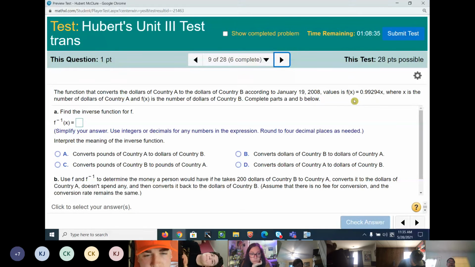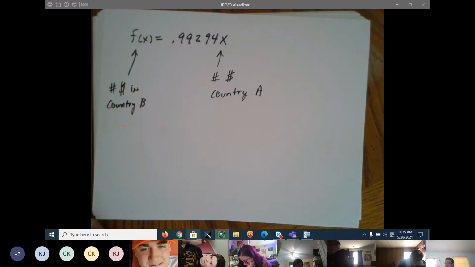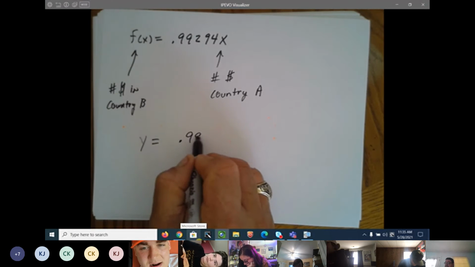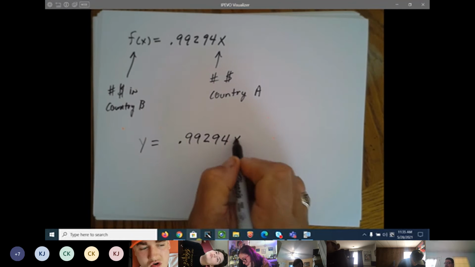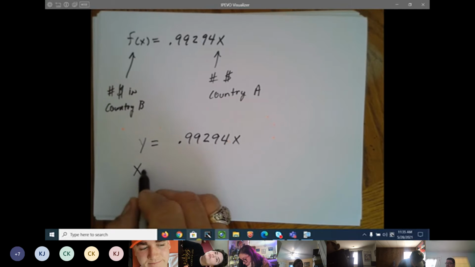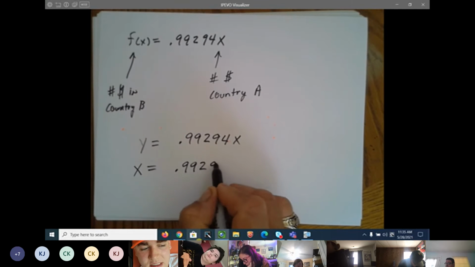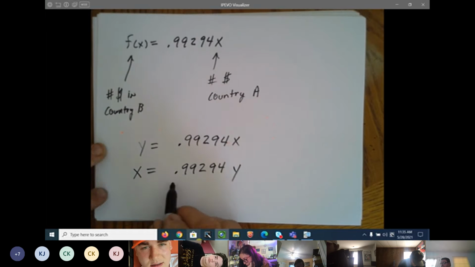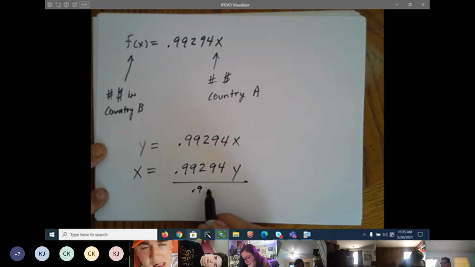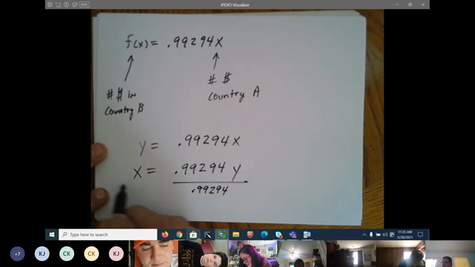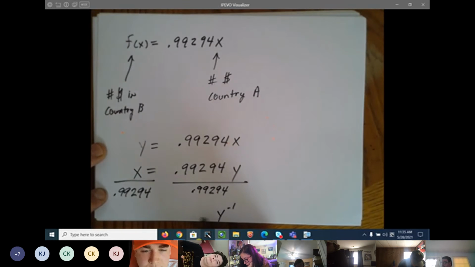Okay, it says find the inverse for f. Okay, find this inverse. So here we go. Y is equal to 0.99294x. Switch the x and the y. And solve for y. So y inverse is equal to x over 0.99294.